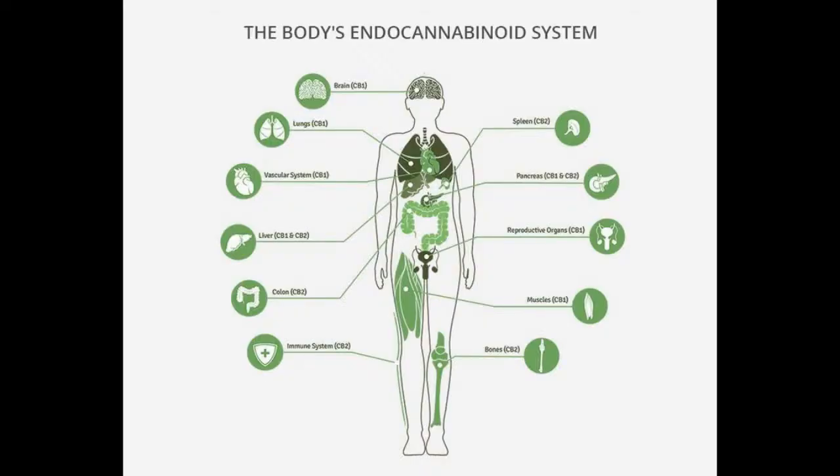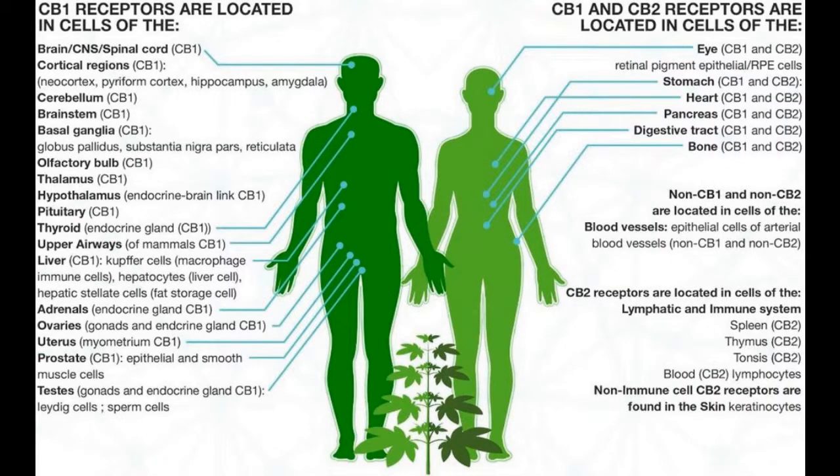We have these receptors all over our body. We have them in the brain, and there's CB1 and CB2 receptors. The brain, the lungs, the vascular system, and a train is going by, y'all. I'm sorry. The liver, the colon, the immune system, the spleen, the pancreas, reproductive organs, muscles, and bones. So there is your whole chart that shows the main receptors that we know of right now that are part of the endocannabinoid system. You have these all over.